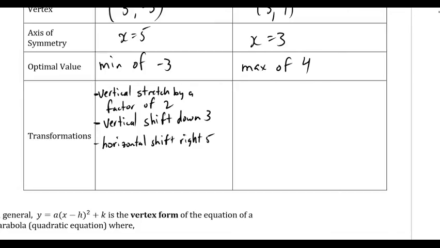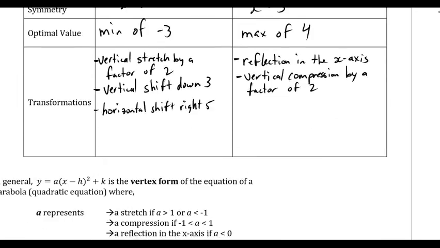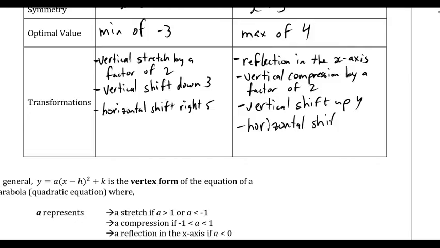And here we go. This one, I have to write 4 things here. So this is how you write it. A reflection in the x-axis. A vertical compression by a factor of 2. Right? Yes. Sometimes textbooks call that 1/2, so it would be fine to say 1/2 as well. Vertical shift up 4 and a horizontal shift right 3.